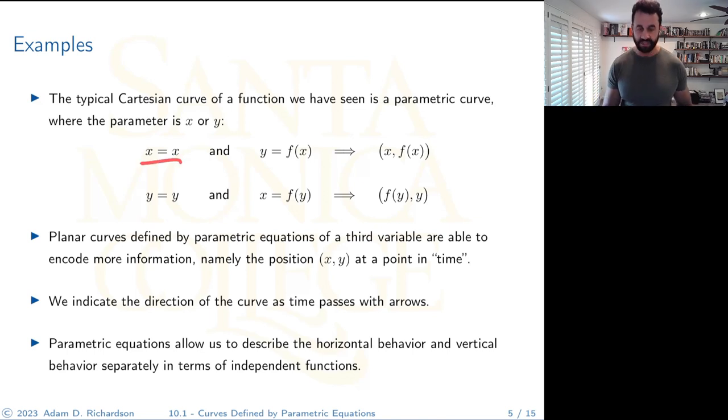So we could say x equals x and write y equals f of x, then we get the point x comma f of x. This is basically what you've been working with for the majority of your math education, right? So you put in an input x and you get out an output f of x and you associate y with f of x. This is still a parametric curve. It's just that your first parametric equation is kind of a trivial one. You're just saying that the position in terms of x is just given by x. That's why you get this.